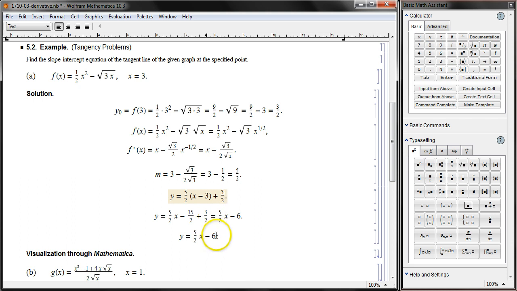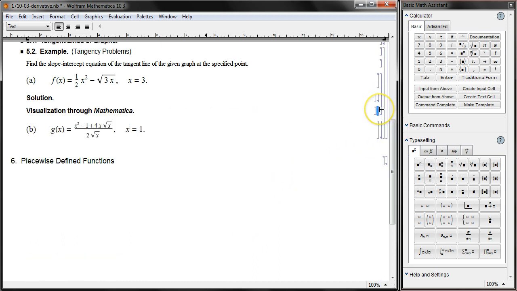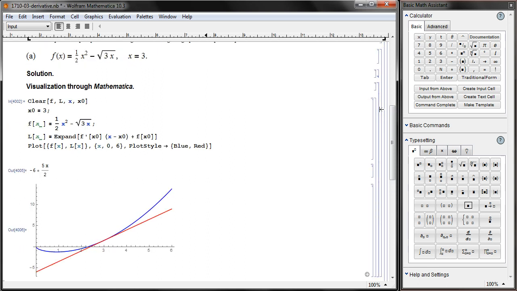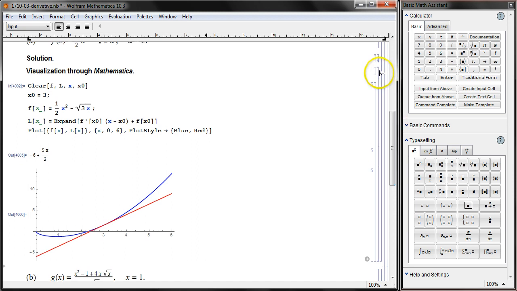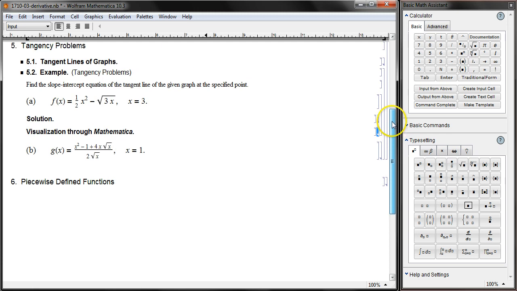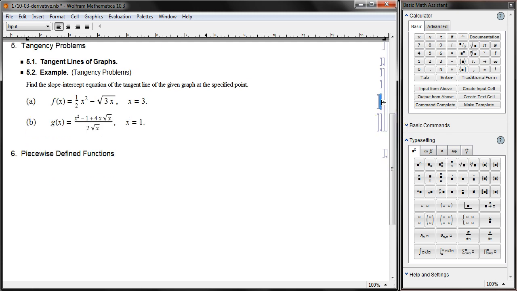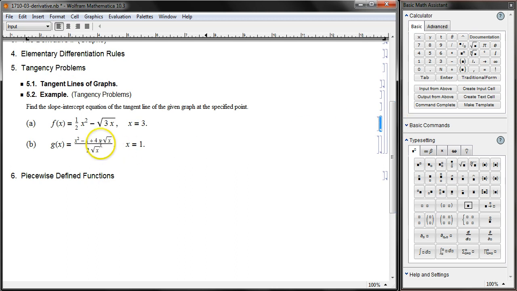Break up the parentheses and simplify. You get the slope-intercept equation. I hate it. And in my exam problems, I've never written this kind of problem. I accept any kind of correct equation of the line as a correct answer. So don't pay too much attention to simplification. Anyway, here is the justification through Mathematica of the tangent line. I guess the next problem will have to be done in a separate video, so let's stop here.